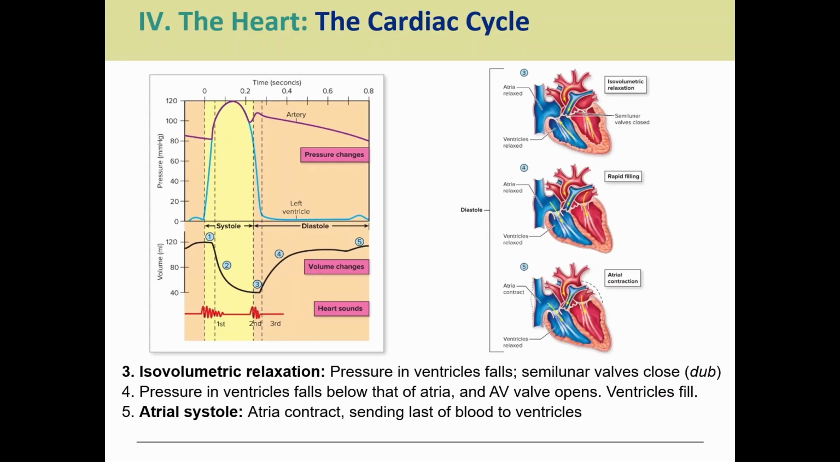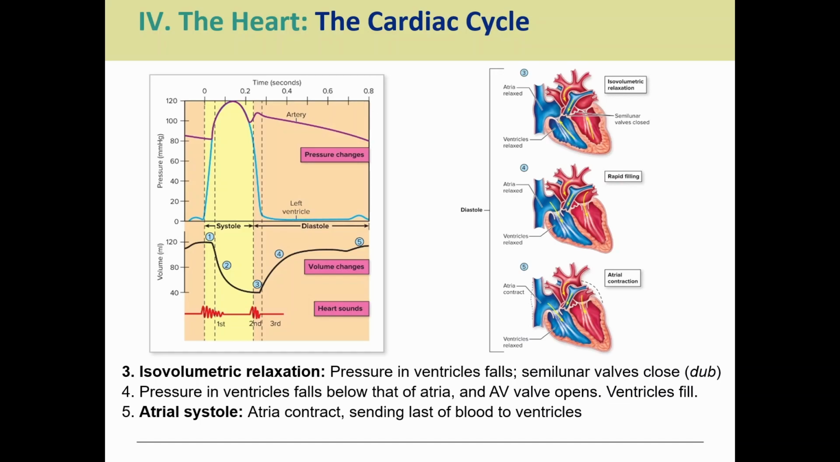And then isovolumetric relaxation, the pressure in the ventricles falls, right? So it's going down, and the semilunar valves close. So that's the second sound, the dub. So we're basically hearing these two different valves close. We're hearing an AV valve close, lub, and then the semilunar valves close, dub, right?